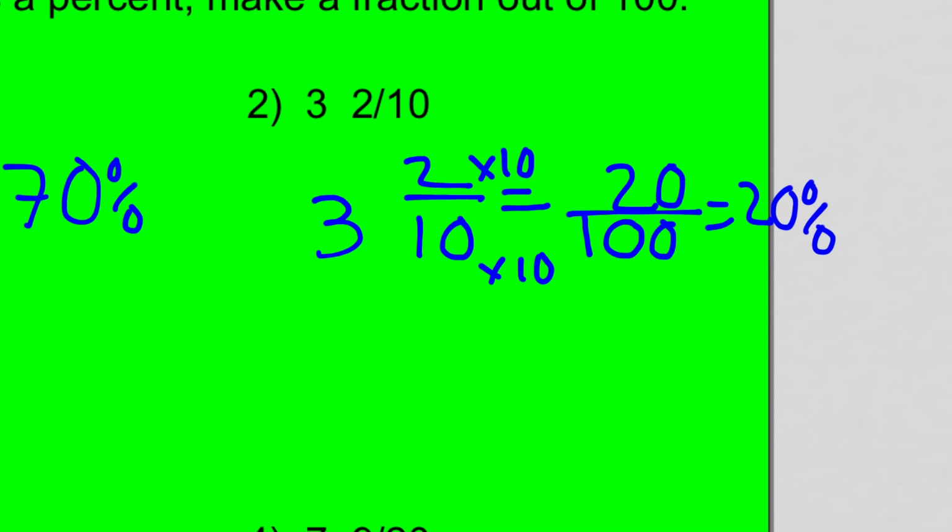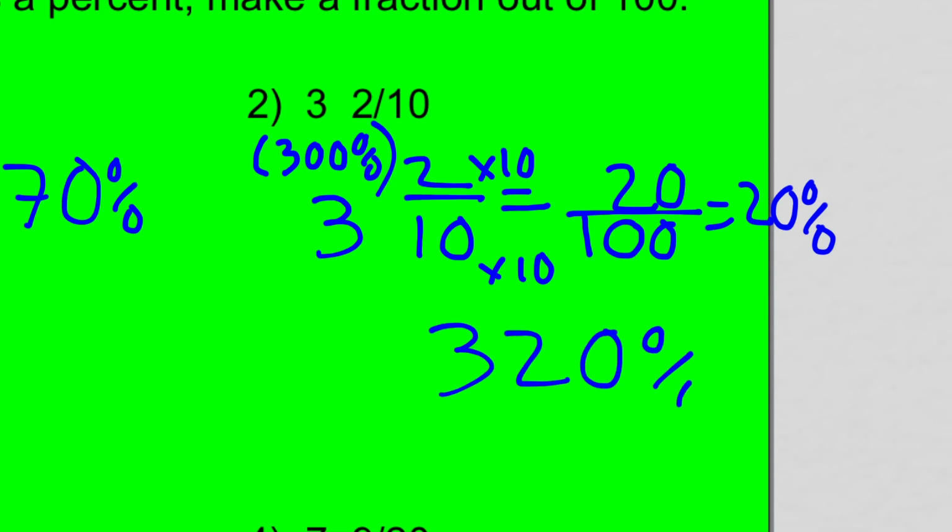But now we also have the whole number 3. Now, if you eat one whole pizza, that's 100%. If you eat 2 whole pizzas, that's 200%. If you eat 3 whole pizzas, that's 300%. So think of this 3 as 300%. So if we have 300% and we have 20%, then the total answer to this question is 320%.